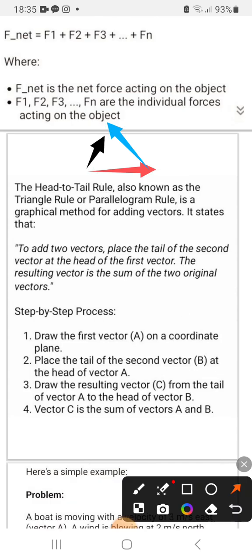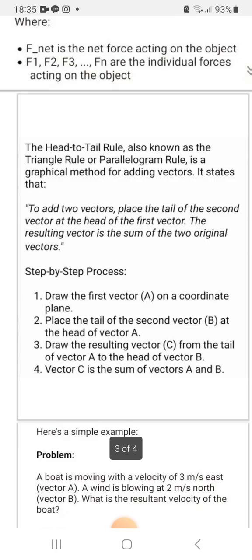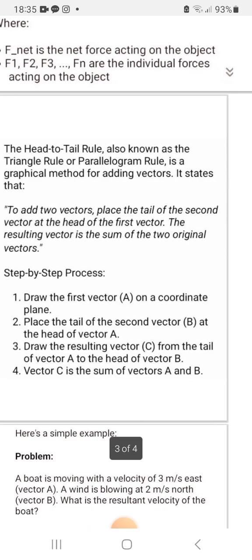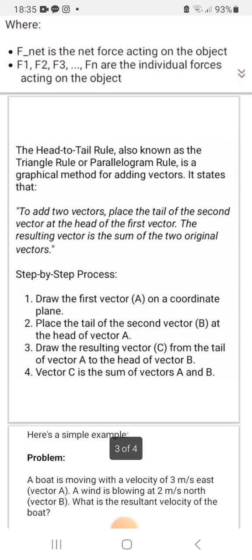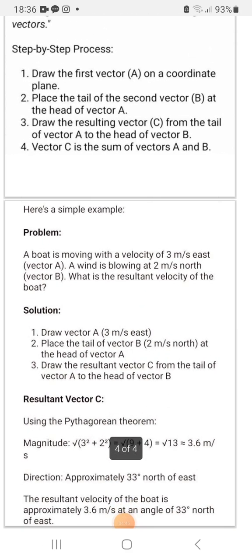This is vector A, this is vector B, and this is our resultant vector. Vector C is the sum of vectors A and B. So this was the step-by-step procedure for your better understanding of the head to tail rule, so that you can apply it to everyday life problems such as the one given below. Here's a simple example. Let's read it out.